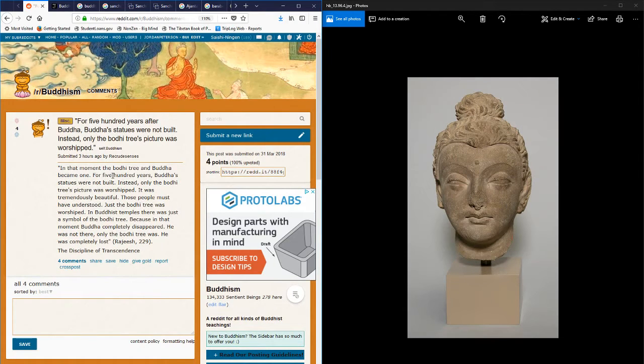So let's see, and the rest says only the Buddhist tree was worshipped. It was tremendous. Those people must have understood just a symbol of the Bodhi tree. Again, not true. Because in that moment, Buddha completely disappeared. He was not there. Only the Bodhi tree. He was completely lost.